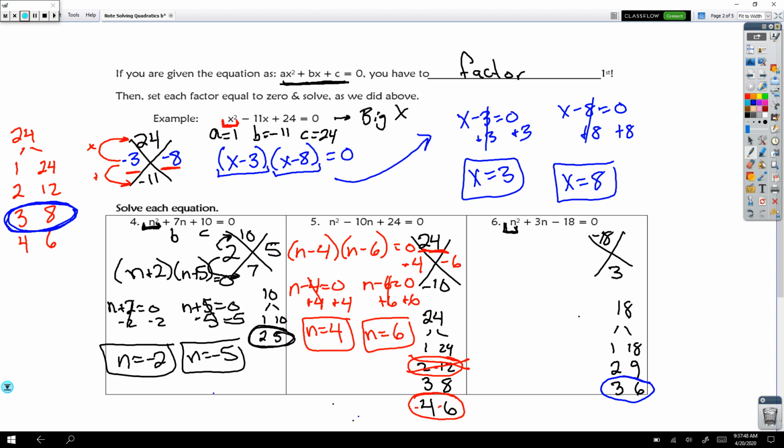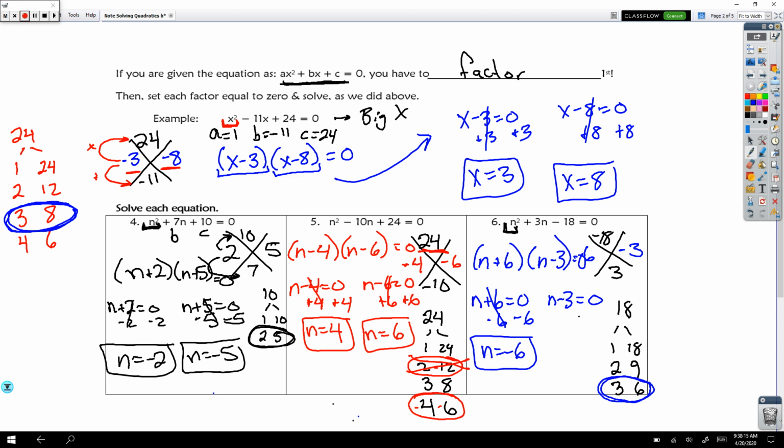So here's how I can get to 3. I would need positive 6 and negative 3. Multiplies to give me negative 18, adds up to give me positive 3. So n plus 6 and n minus 3. Set each piece equal to 0. Subtract the 6. Add the 3.